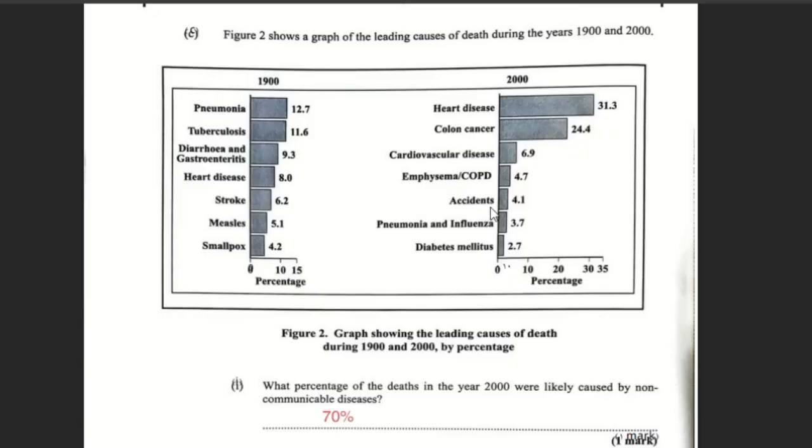And then accidents are not necessarily considered diseases, so we're not going to count them. So basically, if we want to find out the percentage of deaths in the year 2000 that were caused by non-communicable diseases, we are going to have to add up all of these, right? We're going to add up heart disease, colon cancer, cardiovascular disease, COPD, and diabetes mellitus, and it's going to come to about 70%. No, we cannot add pneumonia because it is communicable, and accidents are not considered diseases, right? So we won't add that either. So that's going to be the answer for that.